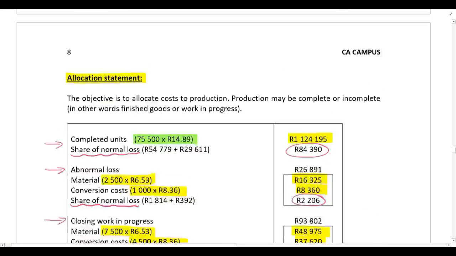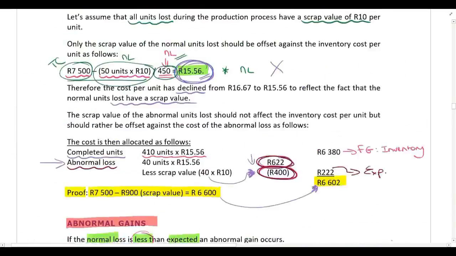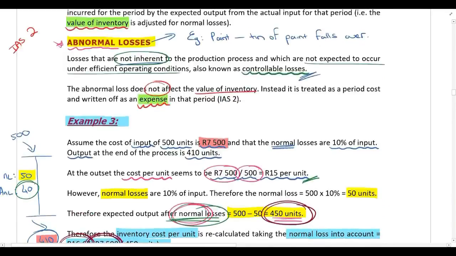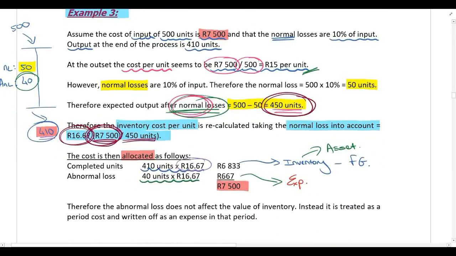Why? Go right back to the first basic example that we looked at. Example 3. Go back to example 3. Remember, in this example, if we don't take normal losses into account, we value our inventory at 15 Rand each. That's if we ignore the normal loss. But in terms of IAS 2, we know that normal losses must be taken into account when we value our inventory. So what we end up valuing our inventory at in this example is 16 Rand 67 because the normal loss must be taken into account when we value our inventory. So we increase our inventory cost from 15 Rand to 16 Rand 67 to take the normal loss into account.